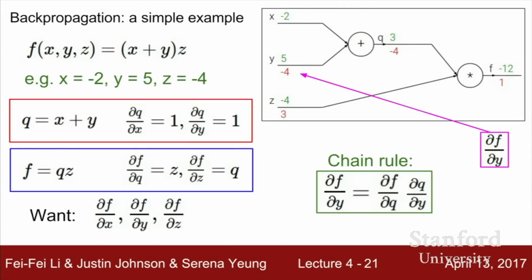This is the effect. What this is saying is, if I change y by a little bit, the effect of y on q, dq/dy, is going to be 1. Then the effect of q on f is approximately a factor of -4. So we multiply these together, and we get that the effect of y on f is going to be -4.